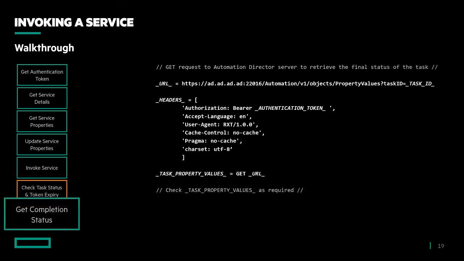Our last API request is a GET to the Automation Director server, this time to retrieve the final status of the completed task. Amongst other information, this response will include the result and any output from the service we invoked. We can then extract from the response any information we require or perform any other checks and verifications needed.